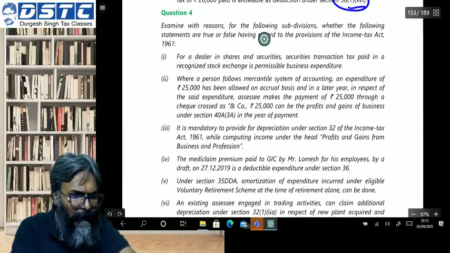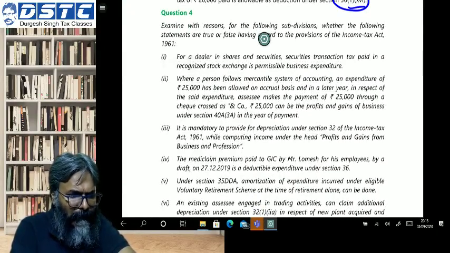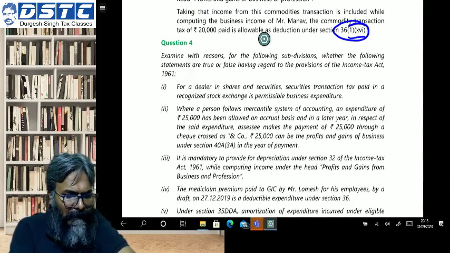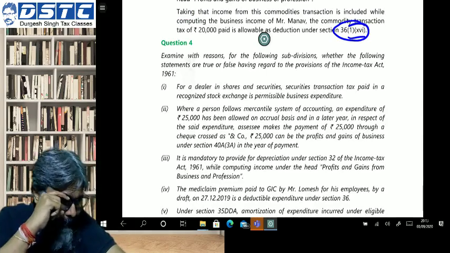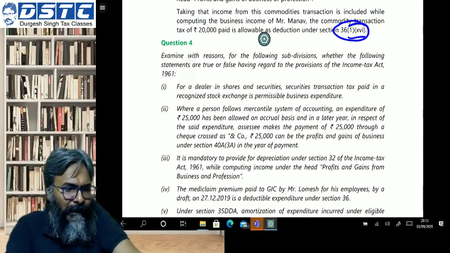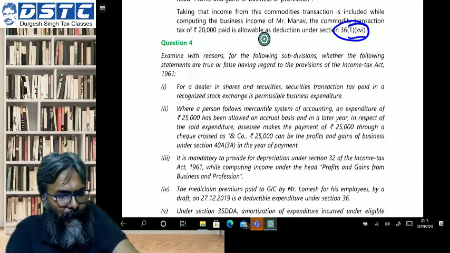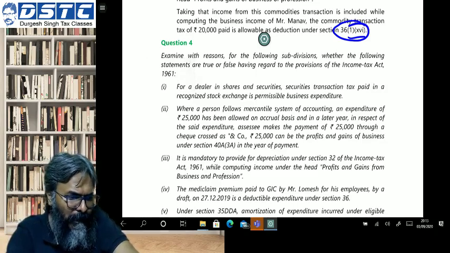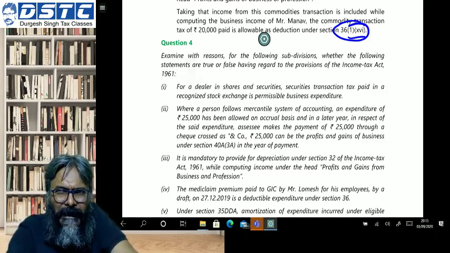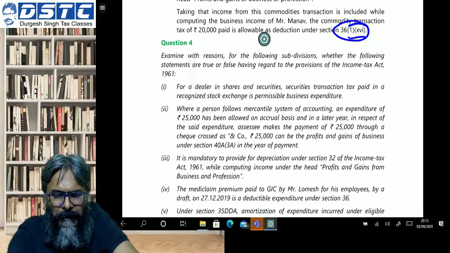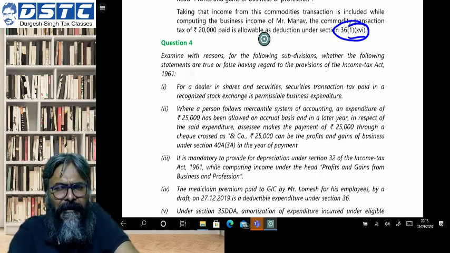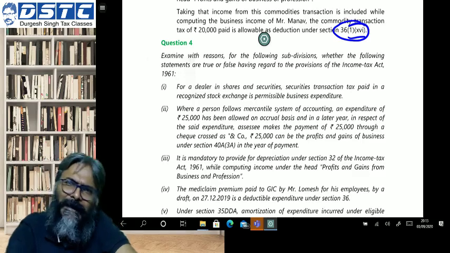Examine with reason, for the following subdivision, whether the following statements are true or false, having regard to the provisions of the Income Tax Act 1961. For a dealer in shares and securities, securities transaction tax paid in a recognized stock exchange is permissible business expenditure. We have just now seen security transaction tax. Is it allowed as deduction under the PGBP? And the answer is yes. It is specifically allowed as a deduction under section 36(1). That is the reason.